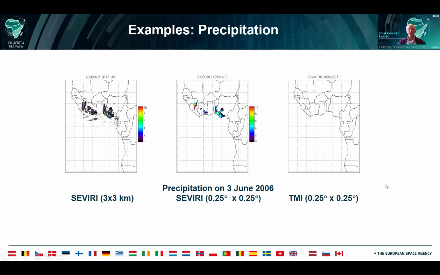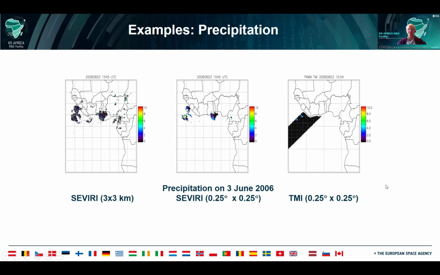And here you see it over West Africa, where you see the continuous observations of SEVIRI, resampled in the center to a coarser resolution in order to be able to compare it with the TMI. And the TMI is passing over only at a certain moment because it's a polar orbiting instrument.